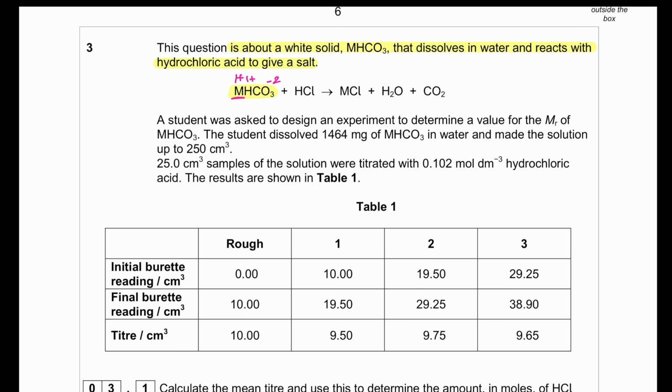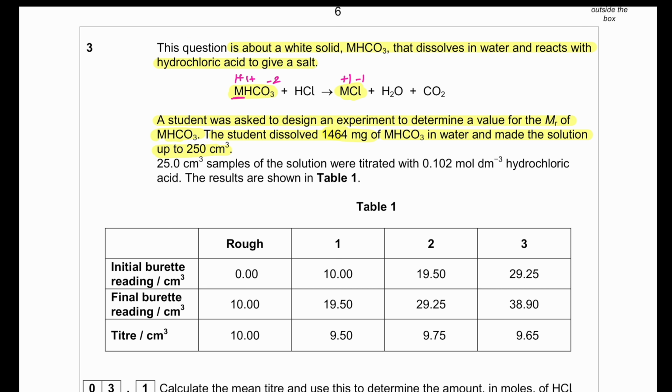On the other side of the equation, it also shows MCl. That means the chlorine is -1 and the metal could be +1. Now, let's continue with the question. A student was asked to design an experiment to determine a value for the Mr of MHCO3. The student dissolved 1464 milligram of MHCO3 in water and made the solution up to 250 cm3.